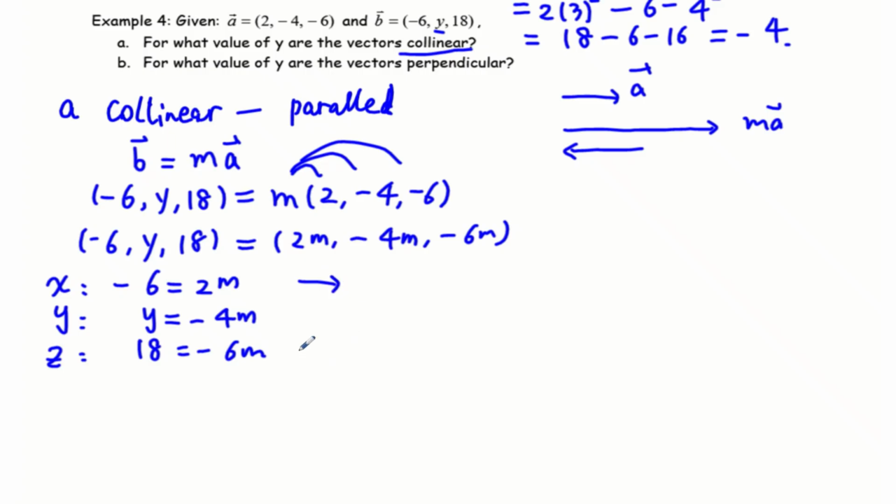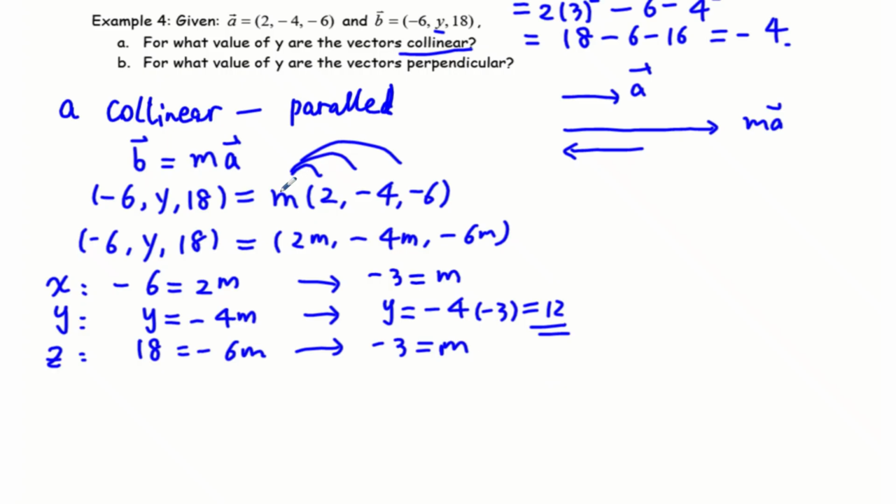So from these 3 directions, we want to solve for m. First, move the 2 to the other side, m equals negative 3. The last one, move the negative 6 to the other side, is m equals negative 3. So if we multiply A by negative 3, we get 2 of these numbers. So the middle one must be negative 3 times negative 4. So y equals negative 4 times negative 3, which gives us 12. So if y is 12, then it is true. We've put negative 3 here, so B equals negative 3A.